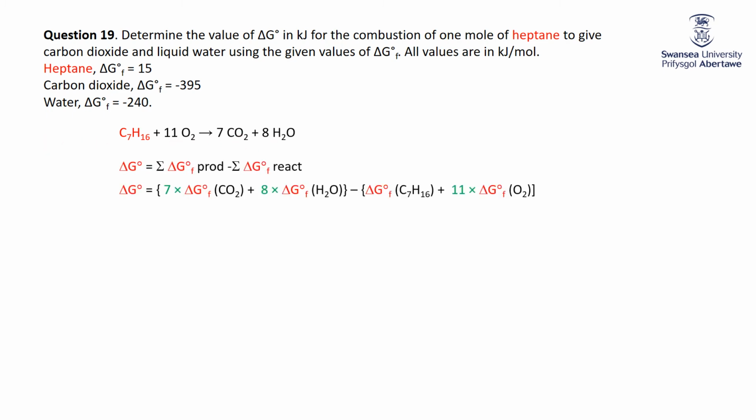So now using the same equation, we've got on the product side 7 CO2s, 8 H2Os. On the reactant side, 1 C7H16 and 11 O2s. Pop in the values we're given, so CO2 minus 395, water minus 240, heptane plus 15, and again O2 is 0, wasn't given. It is an element in its natural state, so its delta G of formation is 0. Plug all that in and you get delta G minus 4700 kilojoules. Quite a lot of energy from 1 mole of heptane, as you would expect, as there are 7 carbons there.